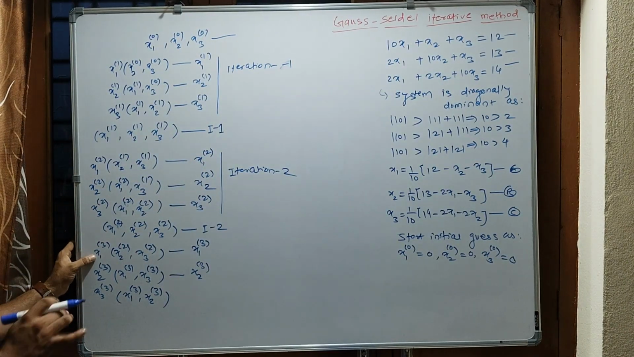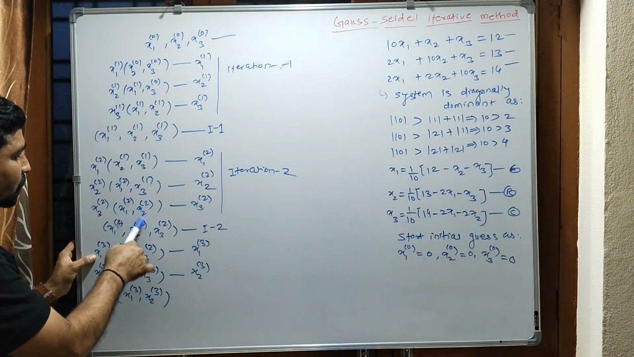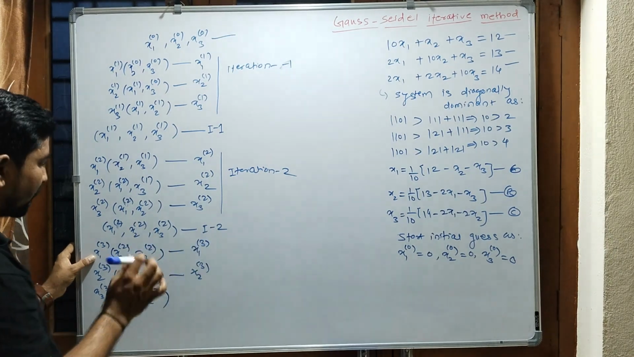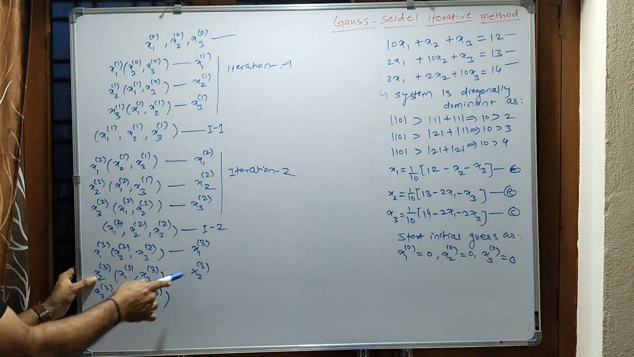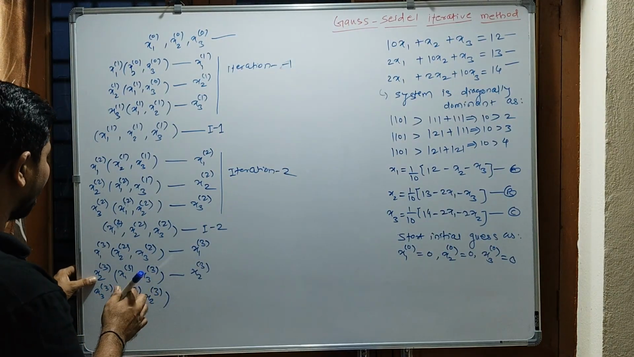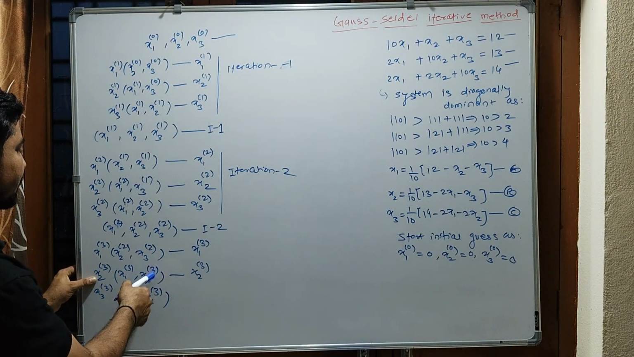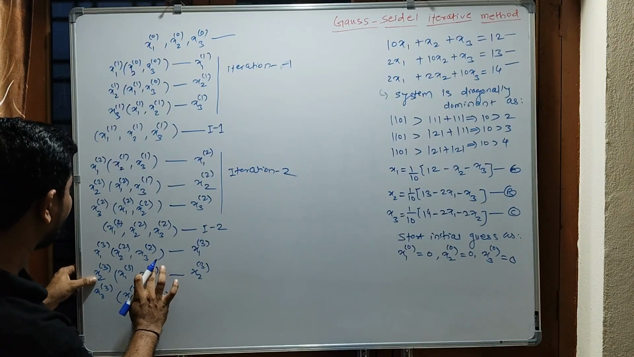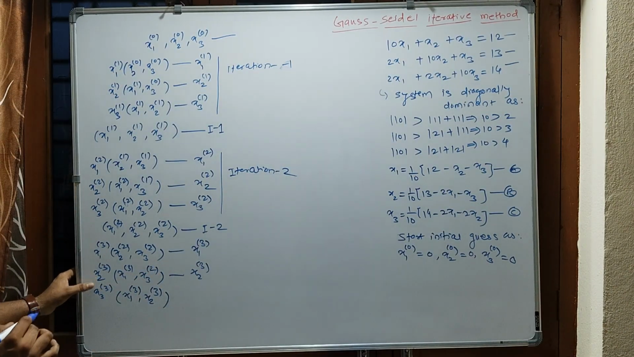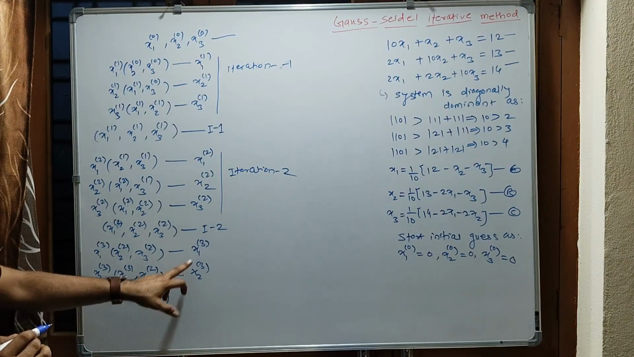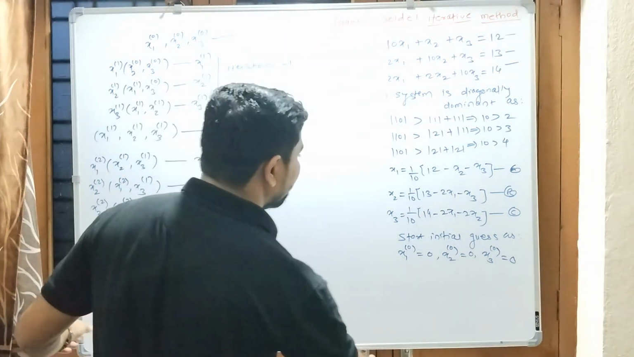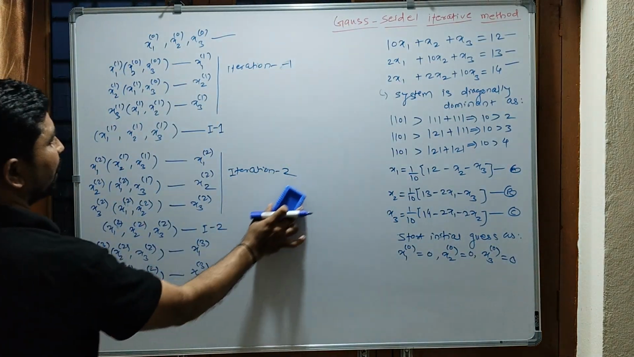So while finding x1 at 3, here I am using x2 at 2 and x3 at 2. So with this I am getting x1 at 3. So while finding x2 at 3, here I am using x1 at 3 and x3 at 2. So while finding x3 at 3, here I am using x1 at 3 and x2 at 3. This is the procedure. So here in this problem I will use the same method.